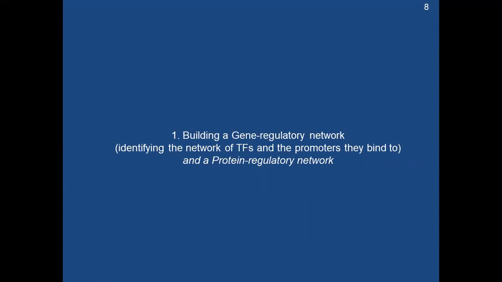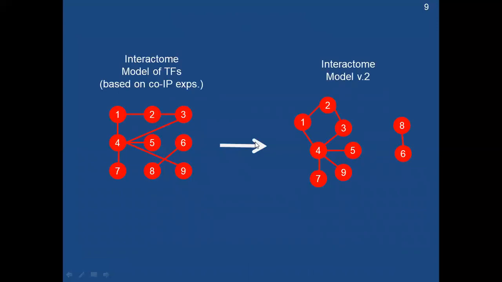We are going to build a gene regulatory network. We are going to identify the network of transcription factors and the promoters they bind to and form a protein regulatory network. So before we continue, I want to explain to you how this network is going to help us view things. For example, here we have 9 proteins, and let's say they are transcription factors, but it doesn't matter. And we then do co-immunoprecipitation experiments.